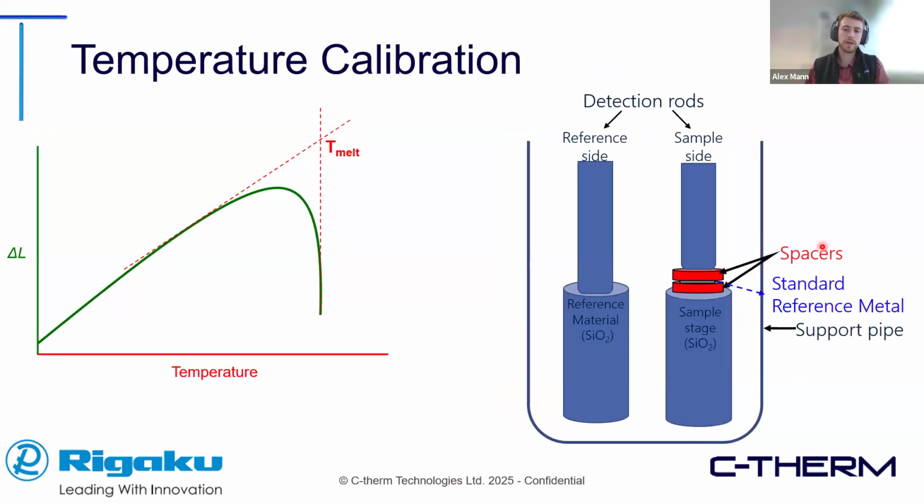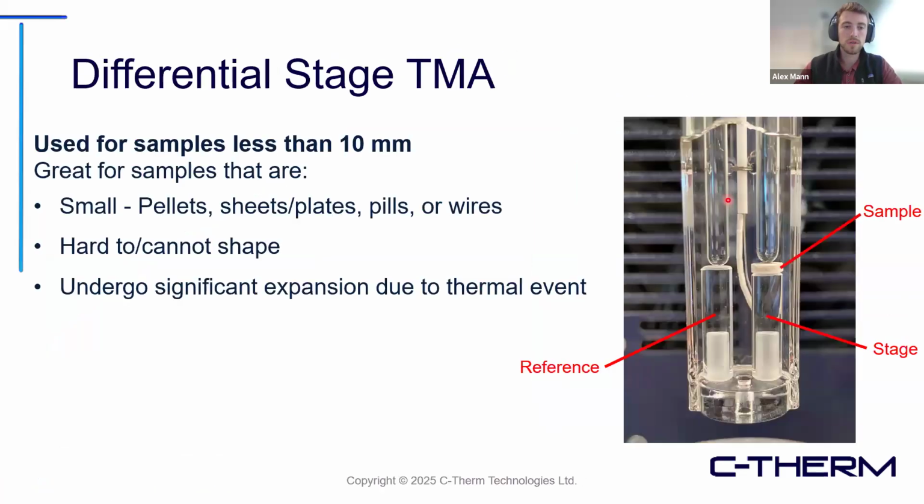Going back to temperature for a sec, we can actually combine these spacers with a standard reference metal, indium, tin, lead, or aluminum, and use this to calibrate the thermocouple. As we can see, these all have sharp melting points. We can see this sharp melting point and use our tangential method to determine the melting temperature. And from that, we can even more increase the accuracy of the thermocouple.